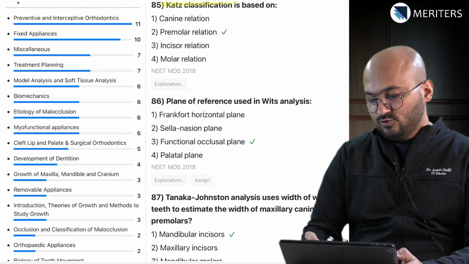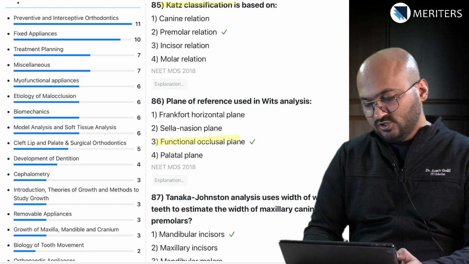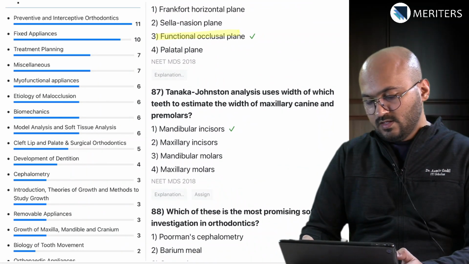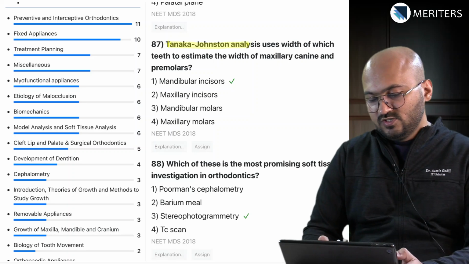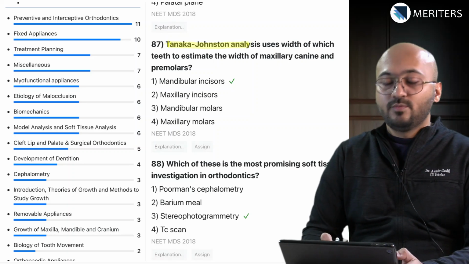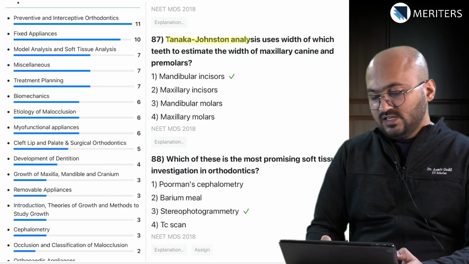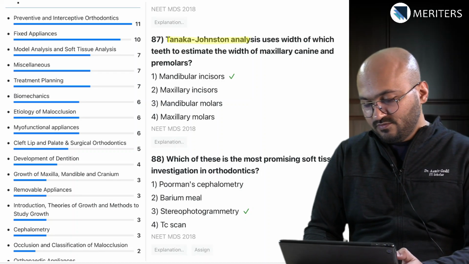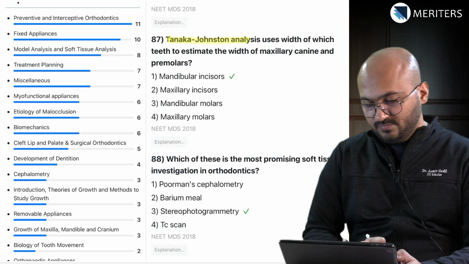Then plane of reference used in width analysis. This is again cephalometric analysis, functional occlusal plane. Then question on model analysis, Tanaka Johnston uses which of these teeth? So it uses mandibular incisors. And lastly, which of these is the most promising soft tissue investigation? So that's a soft tissue analysis question, right?